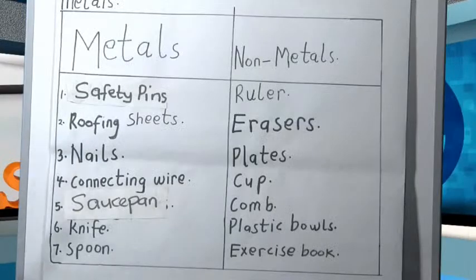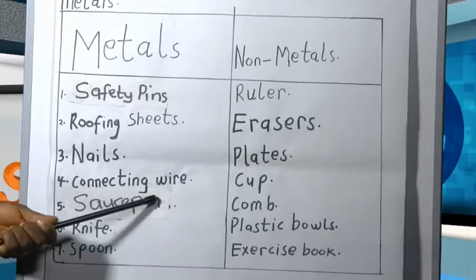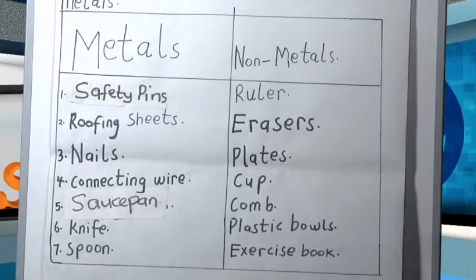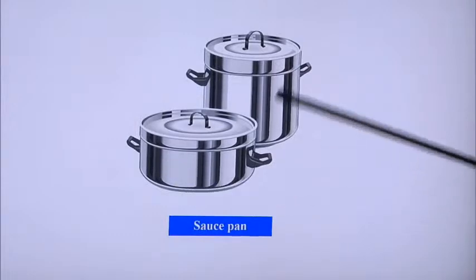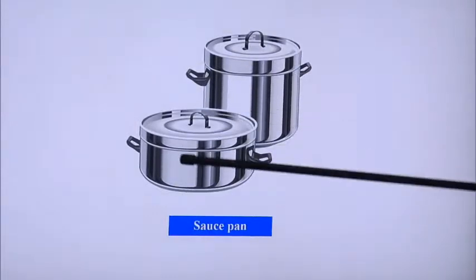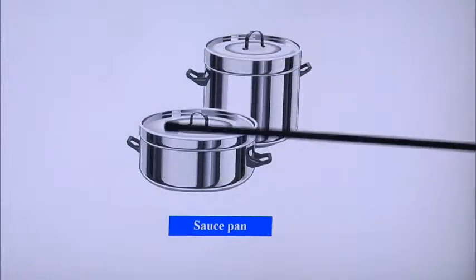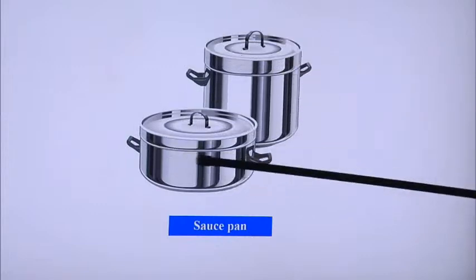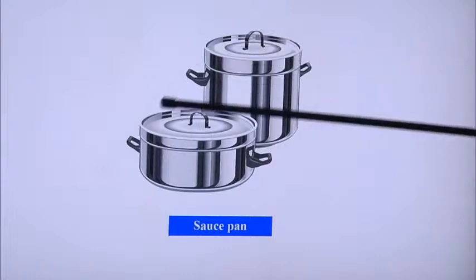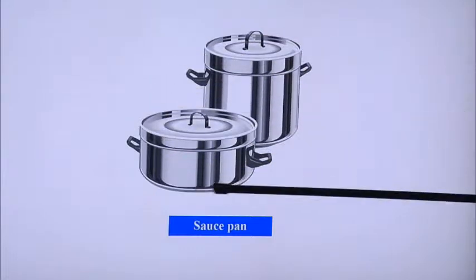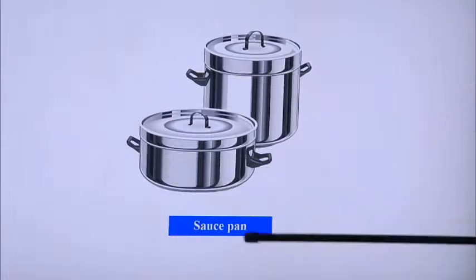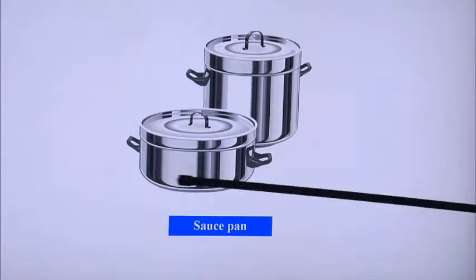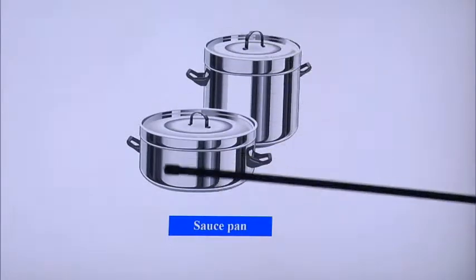Now let's look at another one. We have saucepan. Children, let's say it's saucepan. Now let's have a look at the picture of saucepan. We have some on our screen. I hope you have seen it. Your mother has some at her kitchen. Yes, we cook in it. Without this, we cannot cook our food. This is a saucepan. They are made from what? Metals. So when we group metals and non-metals, they come under metals.